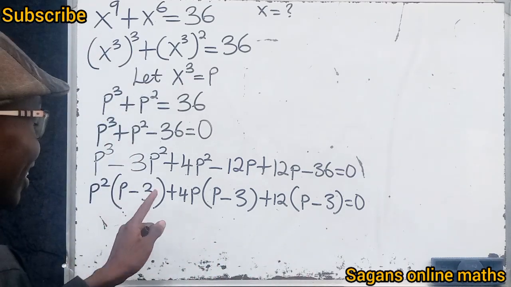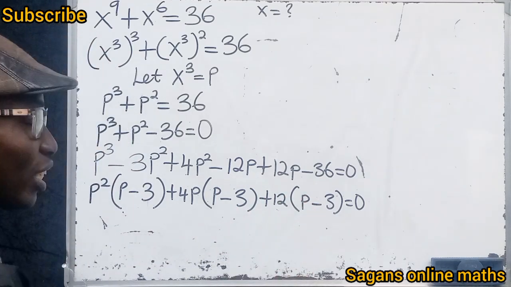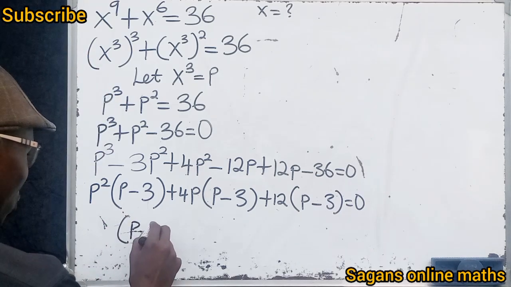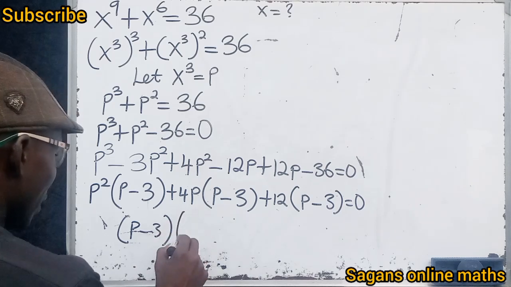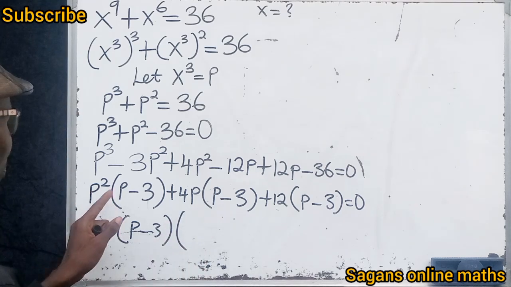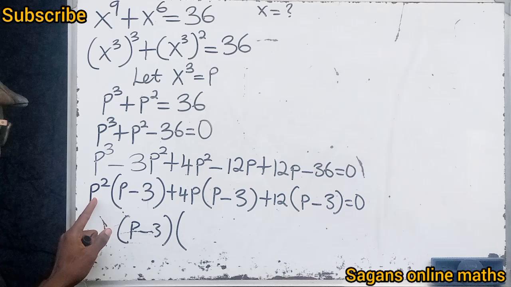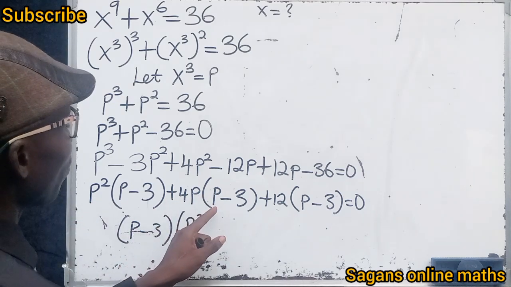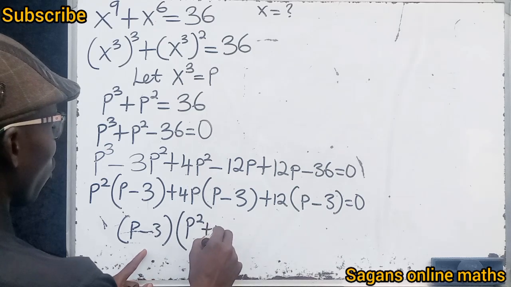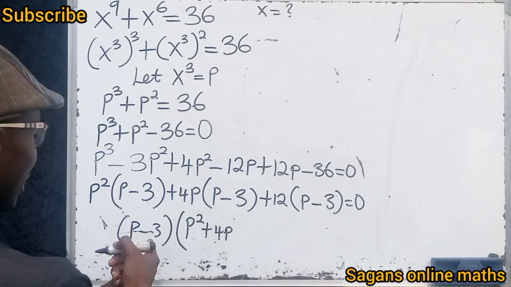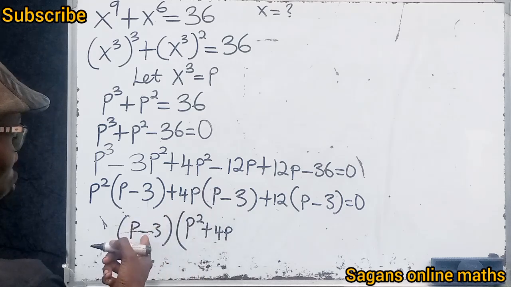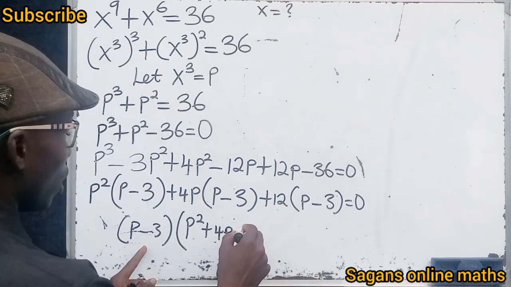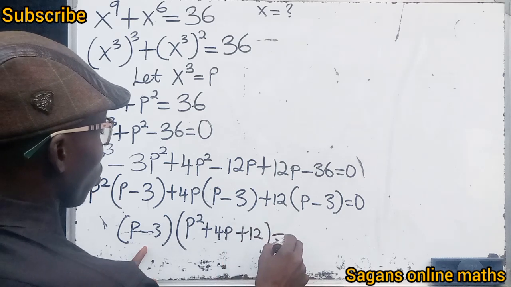Now you can see that we have p minus 3 as common. Let's factorize it since it's common. So p minus 3 is common. If we divide p squared into p minus 3 divided by p minus 3, we just have p squared. If we divide 4p into p minus 3 divided by p minus 3, we have plus 4p, because this cancels out this. If we divide 12 into p minus 3 divided by p minus 3, we have plus 12. All this equals 0.